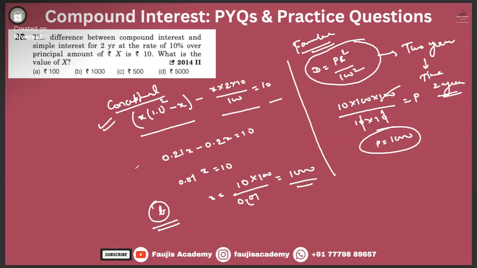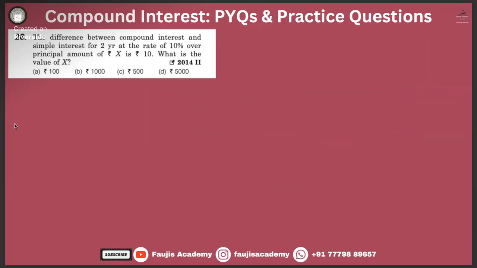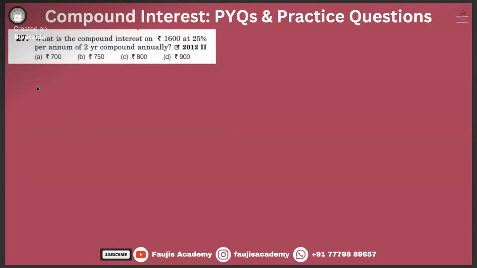If it is 1 year, both the simple interest and compound interest will be the same, right? Yes, sir. Unless it is compounding semi-annually, quarterly, or something like that. Okay. Easy one.